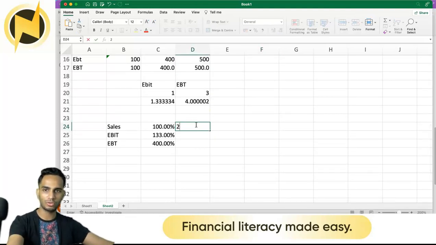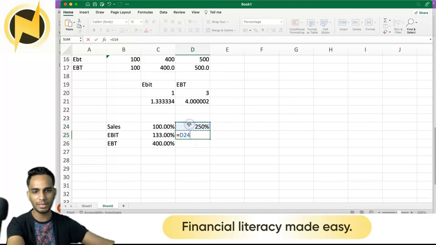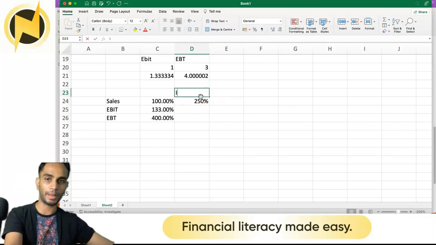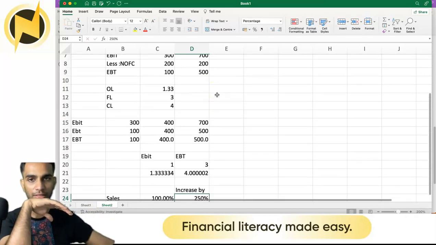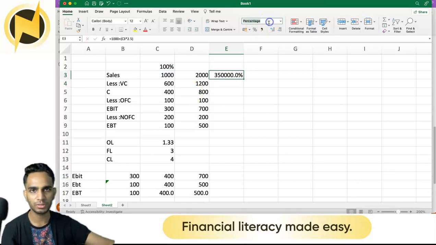So if my sales move by 250%, the change in EBT will be based on 250. To be precise, it's not going to 250%, it's increasing by 250%. So my current sales is 1000, and with a 250% increase that would mean 1000 into 3.5. I don't want this in percentage, I want it in general terms. With that, my sales will go to 3500.